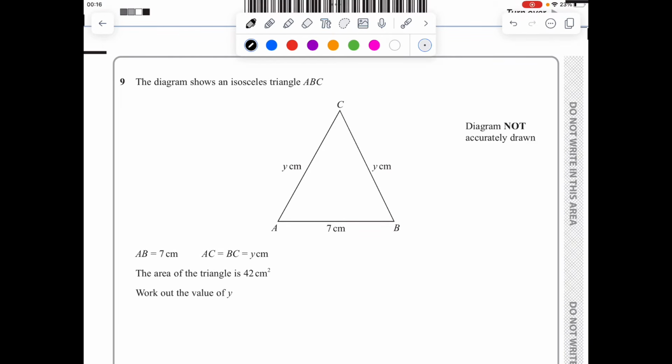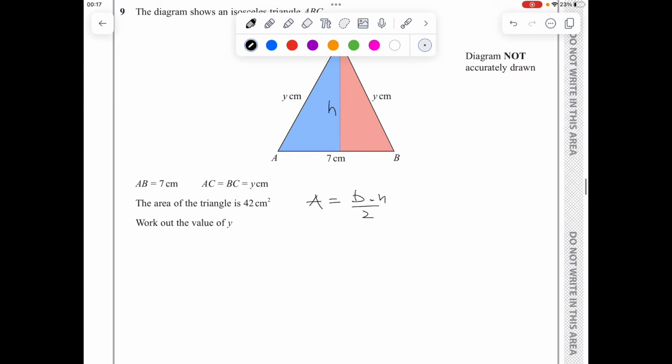For question 9, I will divide the isosceles triangle into two right angle triangles. Now, the perpendicular line from C to AB is the height, so area equals base times height over 2. So 42 equals 7 times height over 2. Height comes out to be 12, and then using any of those two right angle triangles and Pythagoras theorem, you can find y.